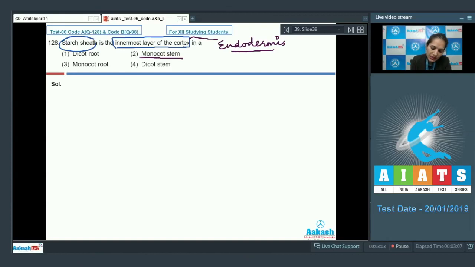In case of monocot stem, endodermis is absent as ground tissue is not differentiated. So this option is ruled out. In case of dicot and the monocot roots, the endodermis does not store starch grains. Hence, the endodermis is not called starch sheath in roots. So these options are also ruled out. Fourth is dicot stem. Yes, in case of dicot stems, the endodermis may store starch grains, hence called starch sheath. So the correct option for the given question is option number 4. Let's move on to the next question.